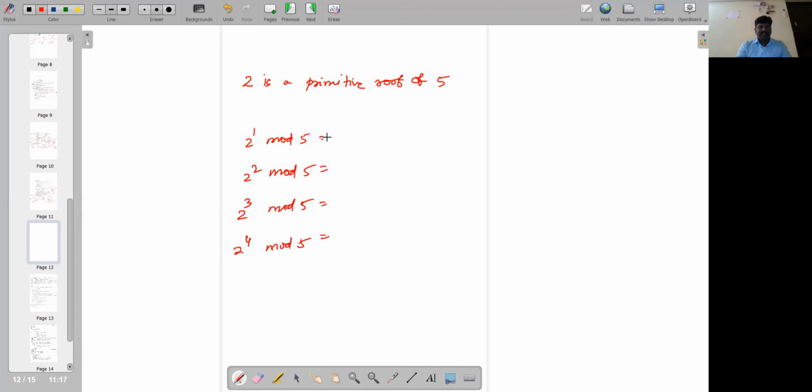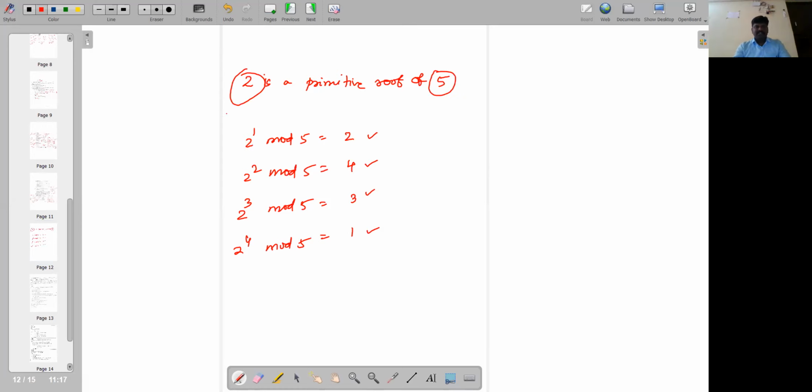So 2 power 1 is equal to 2, which is 2 mod 5, which is 2. So 2 power 2 is equal to 4, 4 mod 5 is 4. So 2 power 3 is equal to 8, 8 mod 5, which is 3. So 2 power 4 is equal to 16, 16 mod 5, you get 1. So this covers 1, 2, 3, 4. So 2 is a primitive root for the given number p equal to 5.